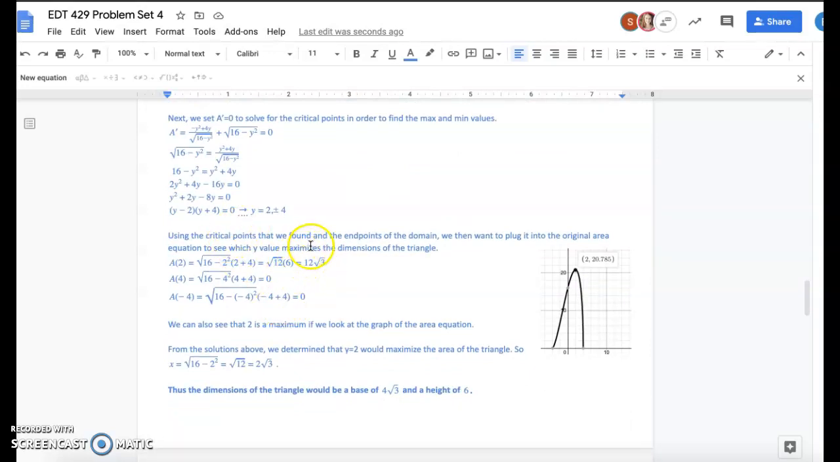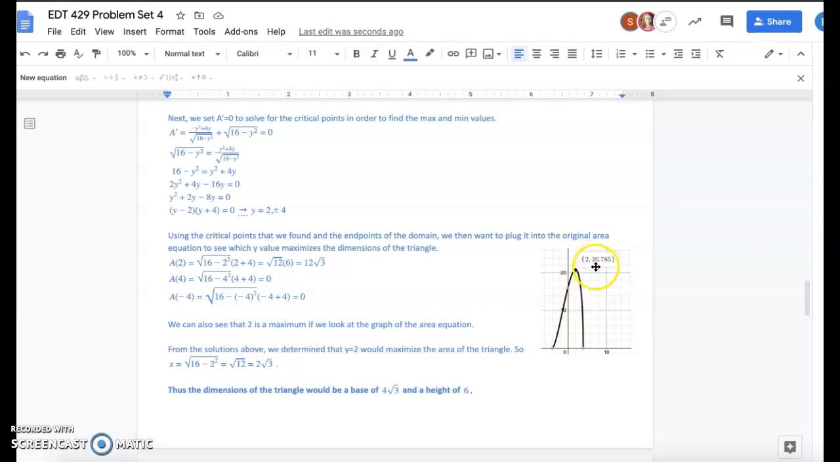So we're using the critical points that we found and the endpoints of the domain. We want to plug them into the original area equation to see which value maximizes the dimensions of the triangle. We found that plugging in 4 and -4 just gives you 0, and when you plug in 2, it'd be 12 radical 3. Another way of looking at this is we can also see that 2 is a maximum if we look at the graph of the area equation.